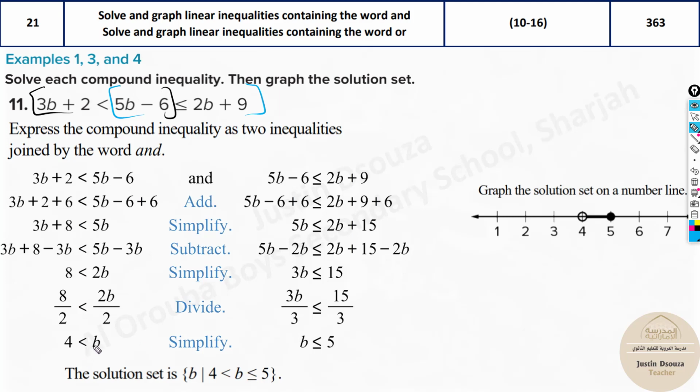And now what is the answer? B is greater than 4. It's just greater, so you can see there is a hole over here and greater than 4 is to the right side. And B is less than or equal to 5. Less than or equal means a point, and it's all within this. So all this is the solution. That's it. Now that's about "and".